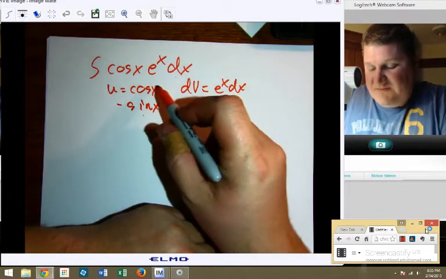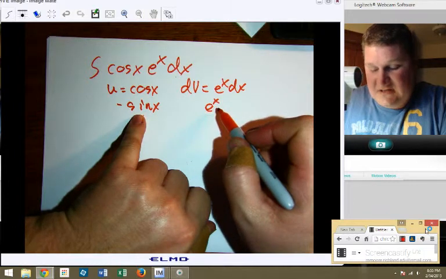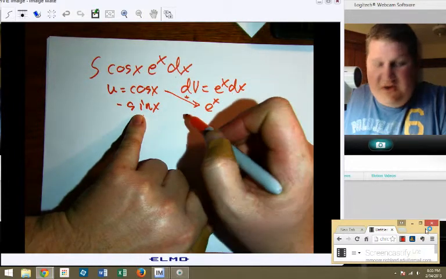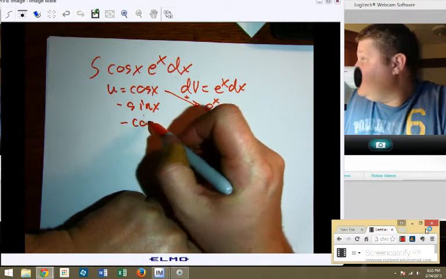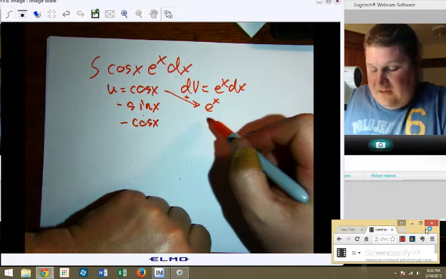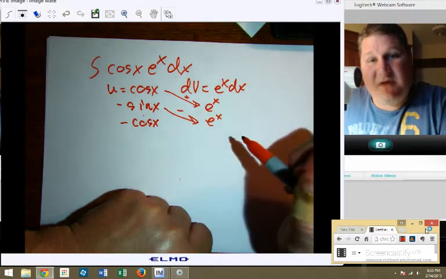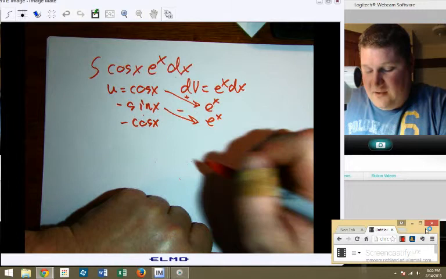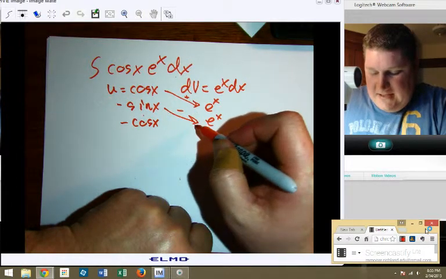Now, the problem is if I go down and back, I still have negative sine x times e to the x. So I don't want to stop here. I want to go again. Well, derivate this again. I'm going to get negative cosine x, and here I'm going to get e to the x again. Okay, so we go down. That's a minus. But what about back? Well, unfortunately, I can't go back either.